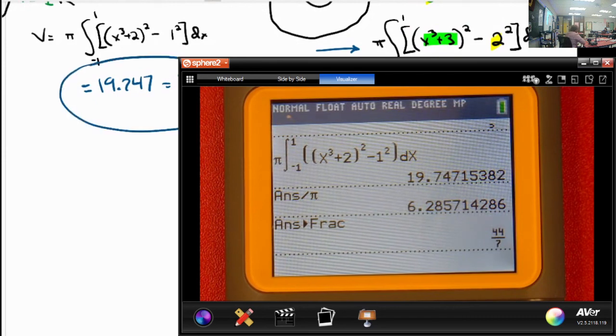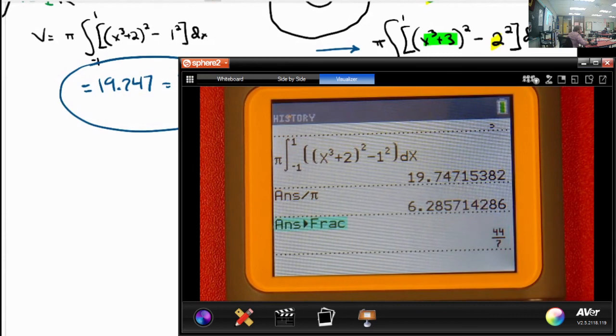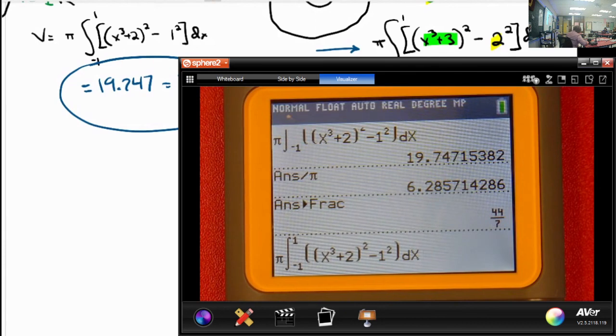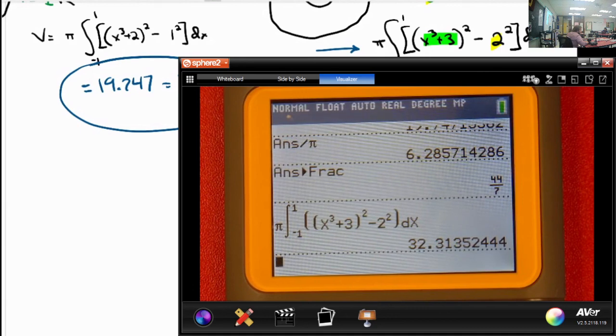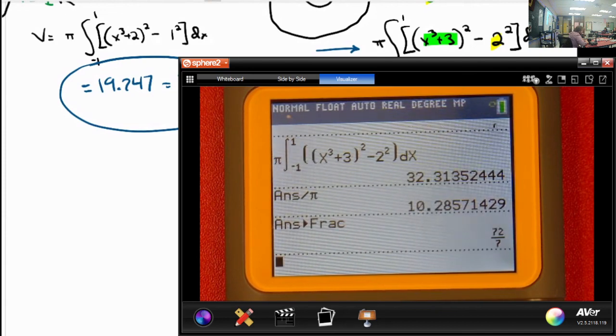That's fine. For the next calculation, I'm going to use the old calculator trick of arrowing up to my past thing and pushing enter so I can edit it, because the other calculation is basically the same. We just changed the 2 right there to a 3, and we changed this 1 to a 2. Basically added 1 space to our revolution. And yeah, it's a little bigger. It's 32.314. And if I divide out the pi, maybe it's something nice. Oh, it's 72 sevenths. There we go. Not too bad.